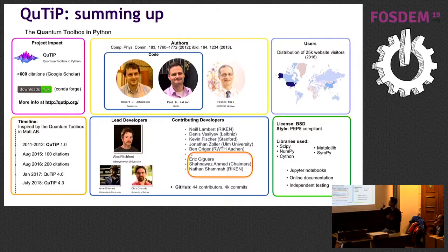Right now, we have several developers, but Alex Pitchford is one of the lead developers now. And we have Eric, Ila, and Nathan Shammah. And we sort of try to get the word out, try to help a lot. And Eric is the one who has completely rewritten the stochastic equation solver. So he's doing a lot of these active projects, and he's also going to be a Google Summer of Code mentor for some of these projects.